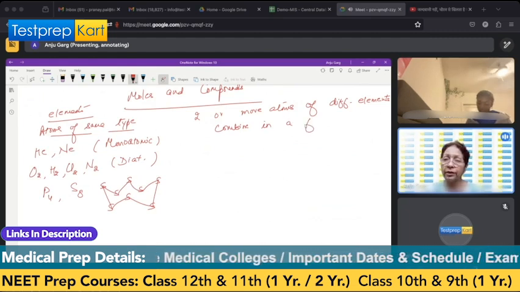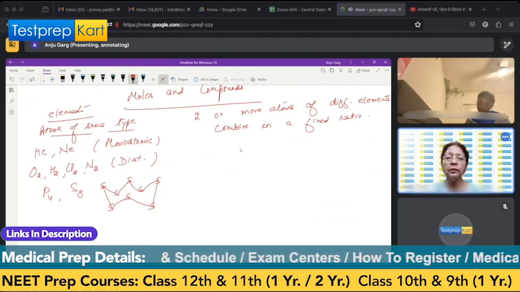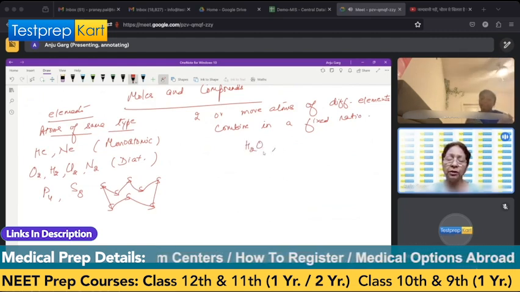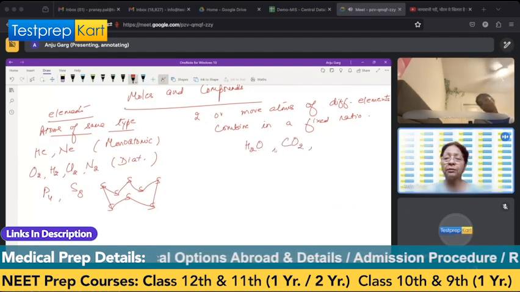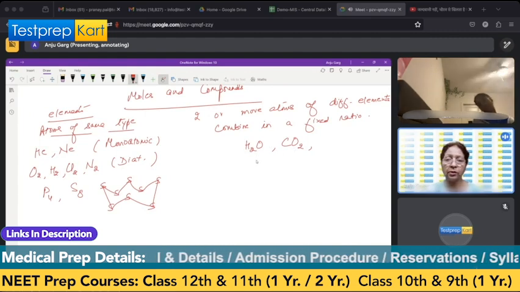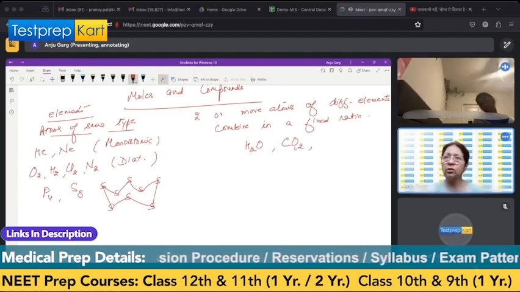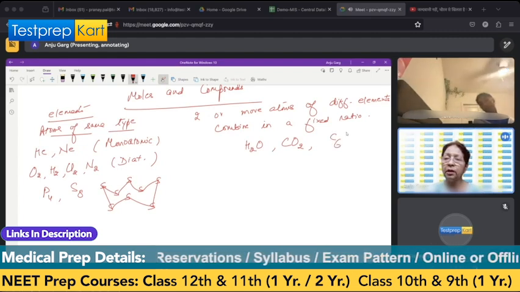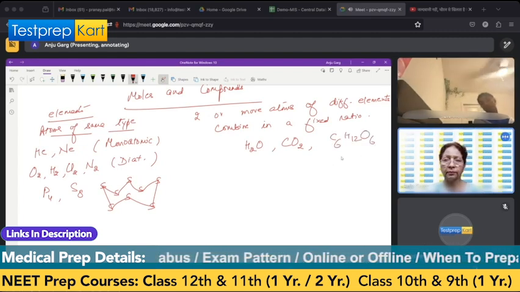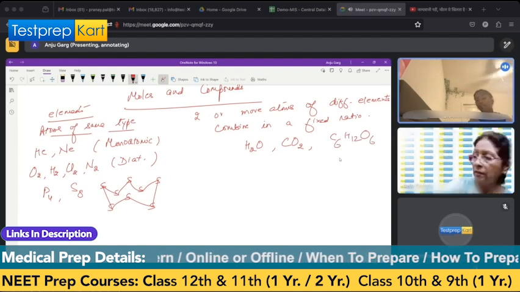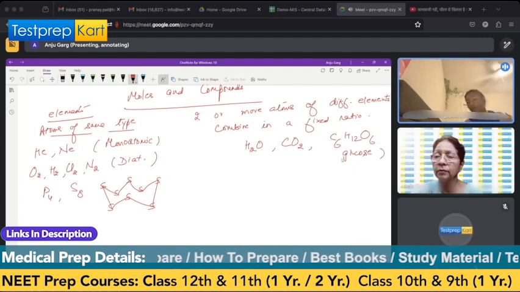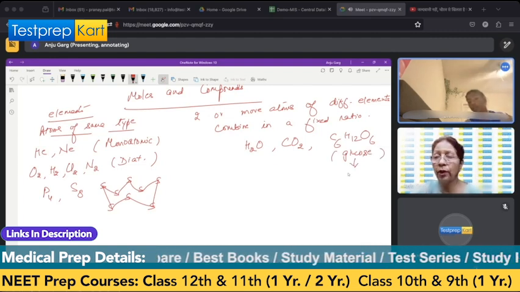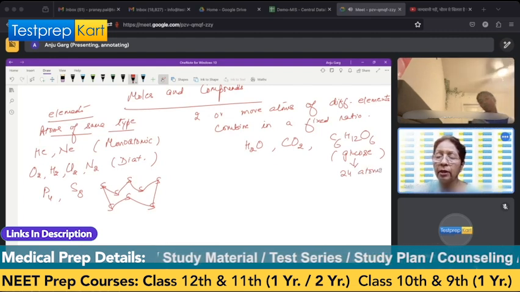Third point is that they also have fixed composition. Like water is a compound. Always the composition is fixed, H2O. CO2. Both these compounds have three atoms in a molecule. One molecule has three atoms: two hydrogen atoms, one oxygen. CO2 has also three atoms only. If you take glucose, then how many atoms does one molecule have? One molecule of glucose has 24 atoms. And there will be chemical combination.